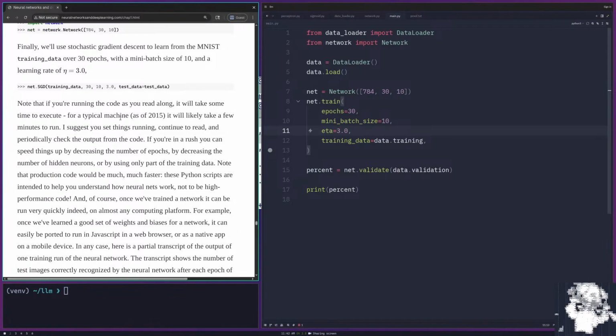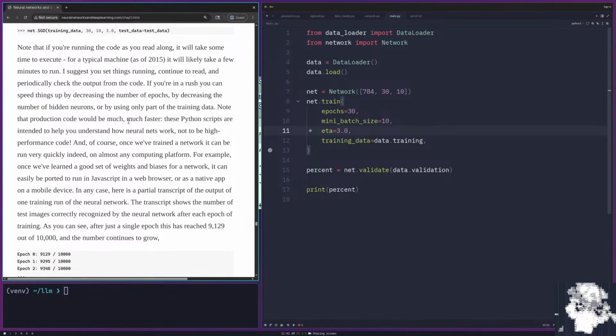Note that if you're running the code as you read along, it will take some time to execute. For a typical machine as of 2015, it will likely take a few minutes to run. I suggest you set things running, continue to read, and periodically check the output from the code. If you're in a rush, you can speed things up by decreasing the number of epochs or decreasing the number of hidden neurons.